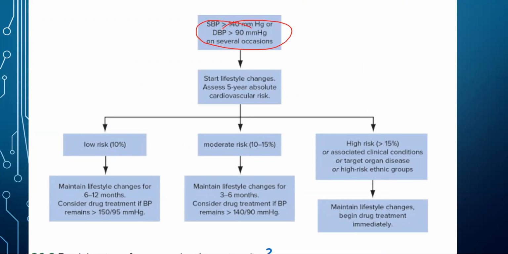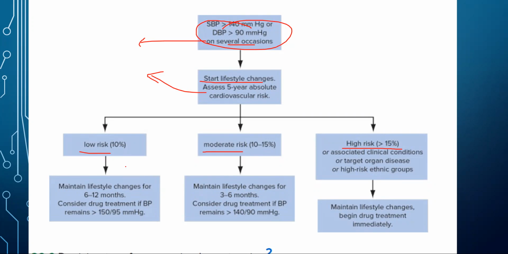There is one other thing. When you get a patient, on several occasions, they have hypertension. That means you now diagnose that patient with hypertension. You start lifestyle changes, but at the same time, you also assess their 5-yearly cardiovascular risk. Remember that one that we have done? You have to find out if this patient is a low risk, moderate risk, or high risk. Based on that, your management will be different.